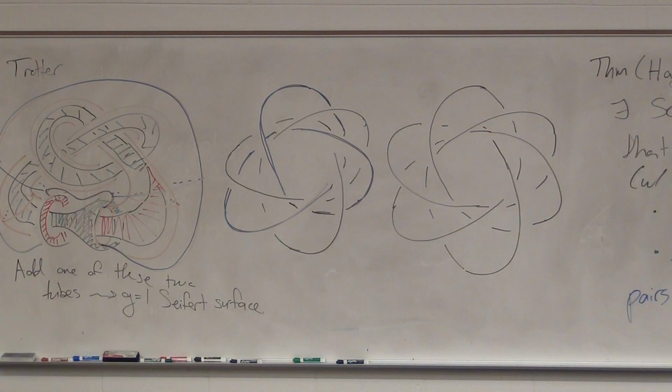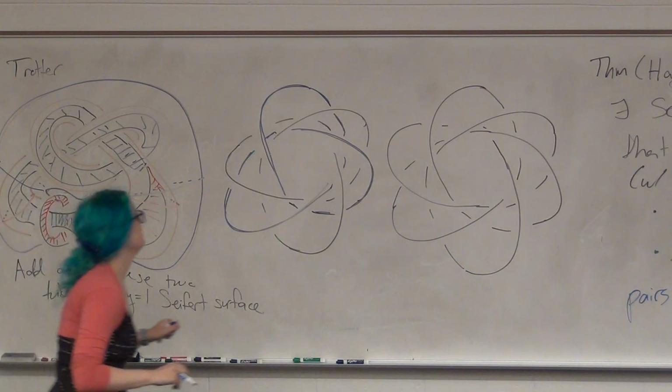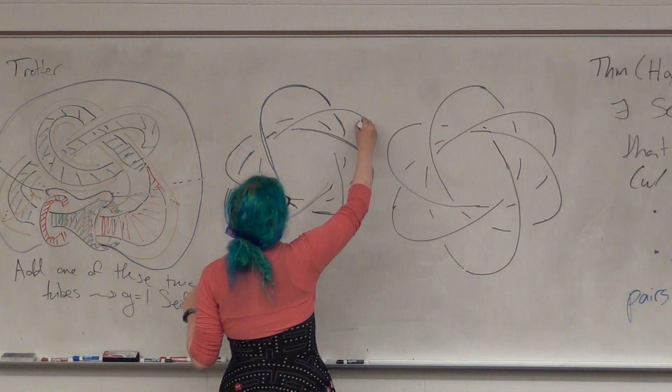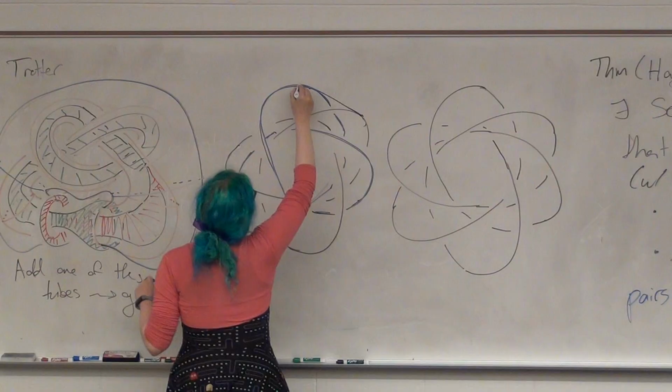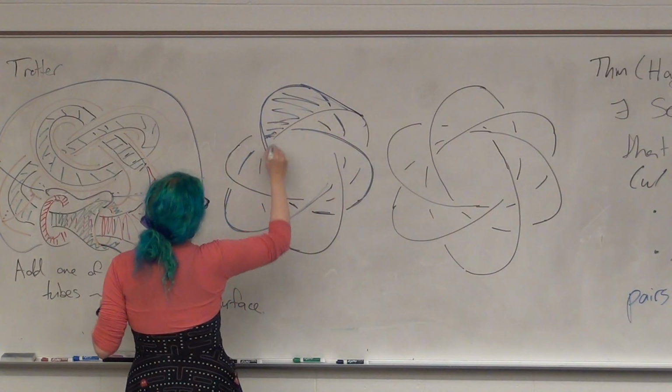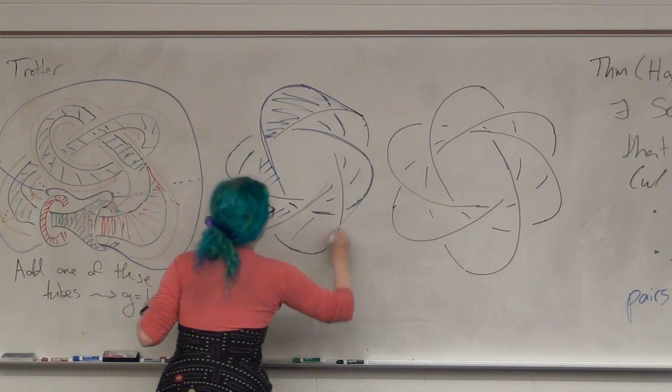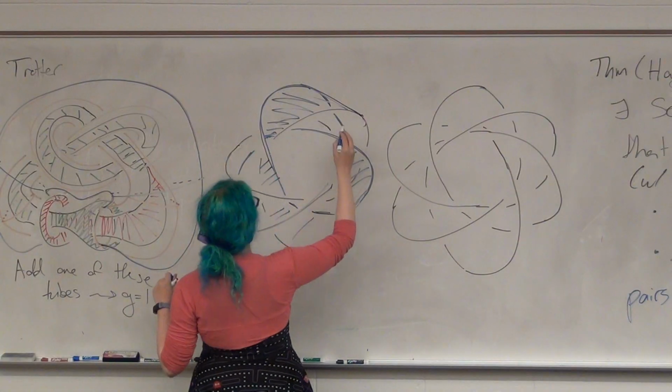trefoil. Okay. So because this is a torus link, it sits on a torus, and it cuts the torus into two pieces, which are both annuli. So I'm going to start off with just those two annuli. Okay. So my annulus looks something like this.